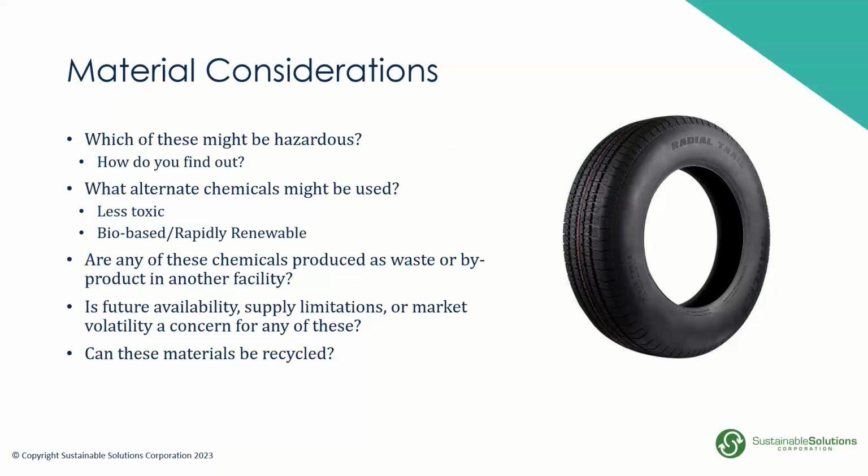So remember last week, for those of you that were on the webinar, we did an exercise called the tire exercise, where we were really thinking about what is a tire made of? How do we understand those life cycle impacts using life cycle thinking? And we presented this slide where we were saying for a tire, we want to ask questions in our new product development type process after we do our LCA: which of these ingredients might be hazardous? What alternate chemicals could be used? Maybe something less toxic, bio-based, rapidly renewable, or any of the chemicals produced as a waste or byproduct from another facility. Is there any risk or future supply chain limitations that could really affect our business? Can the materials be recycled? These are all things you should be thinking about in a new sustainable product innovation process.